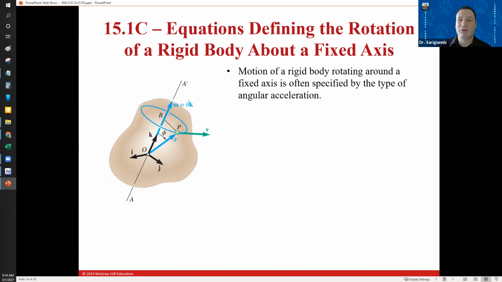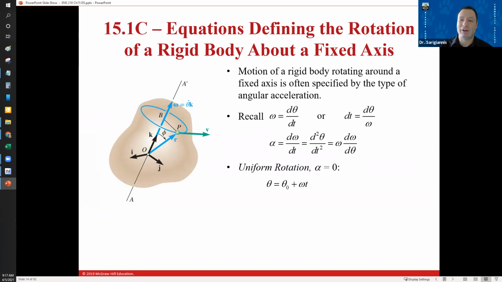We're going to look at rotation of a rigid body again here. You can specify it again with angular acceleration. So this is just looking at some of the stuff we've learned before. Angular velocity is d theta dt. You can rearrange this, right? dt is d theta over omega. So you can rewrite angular acceleration as omega d omega d theta.